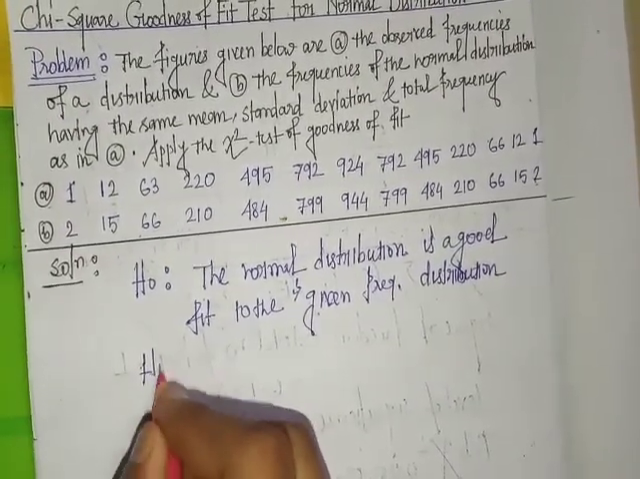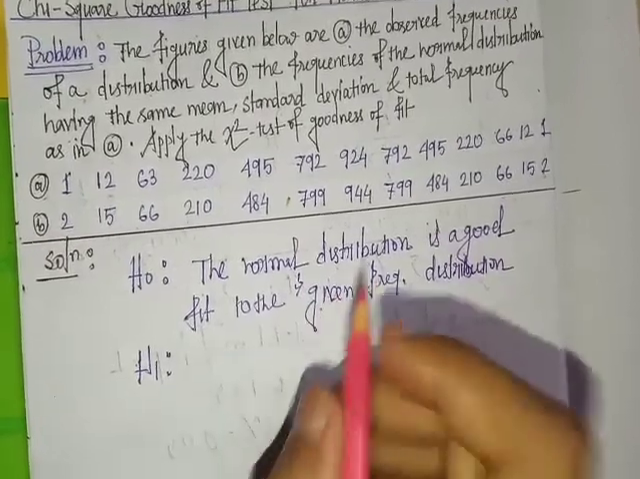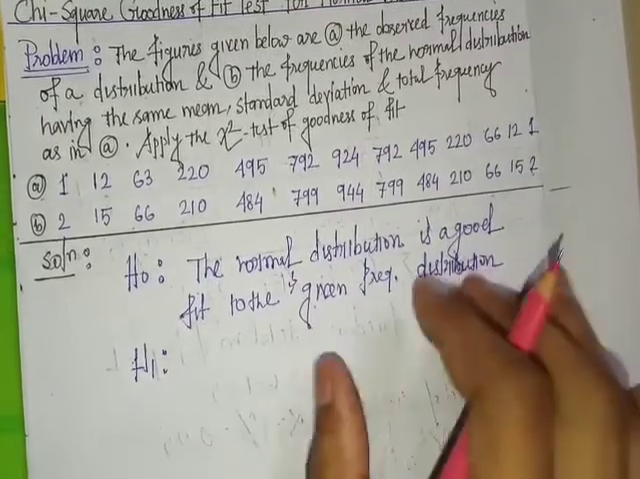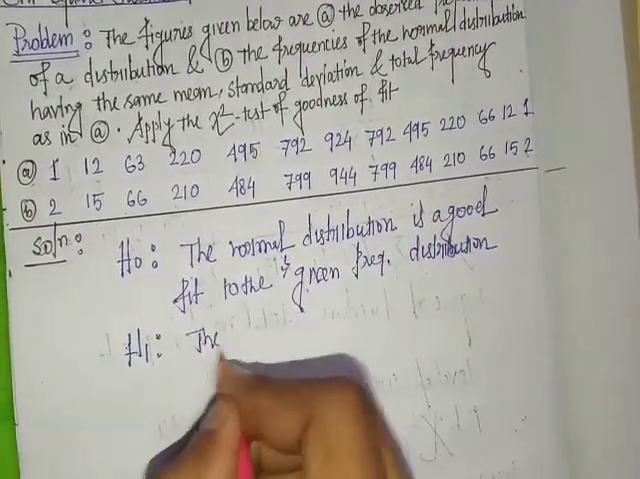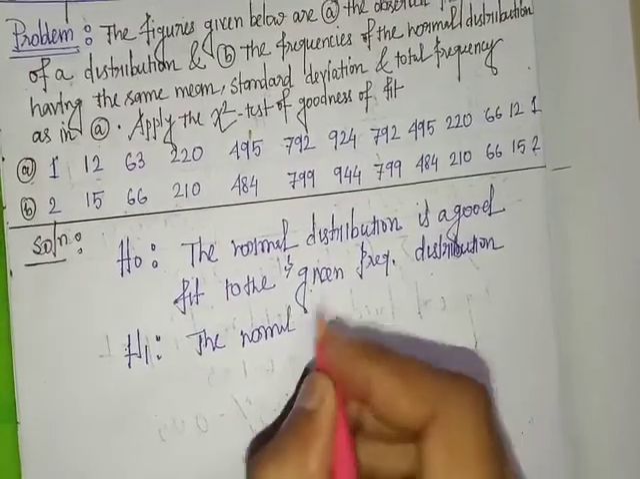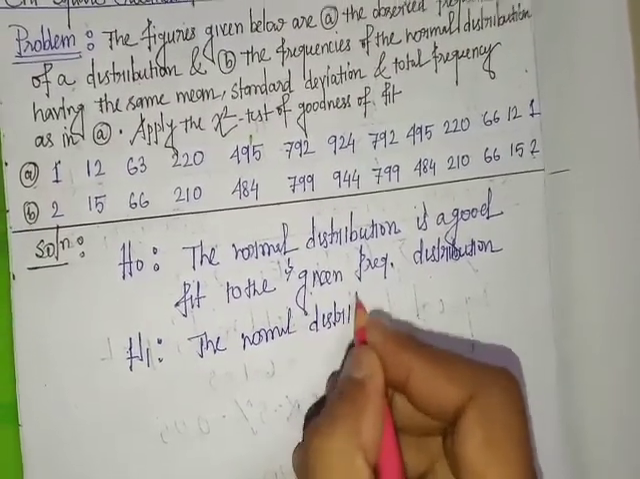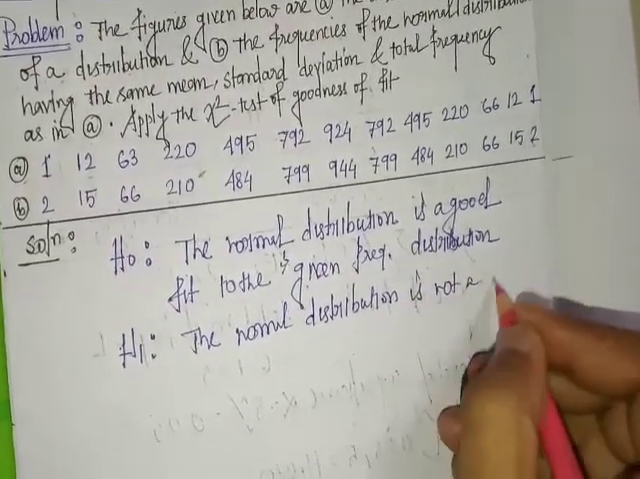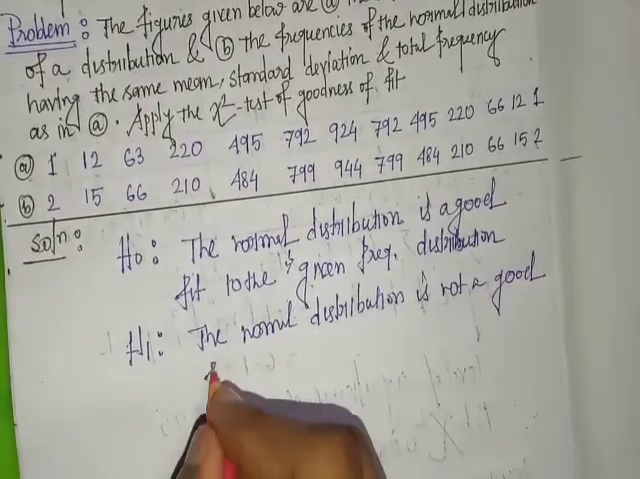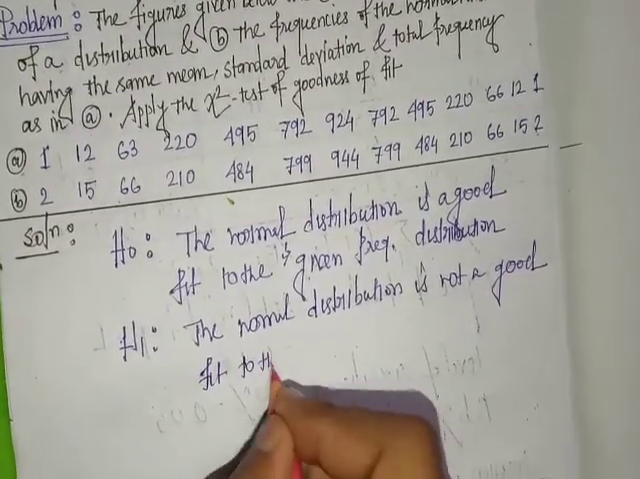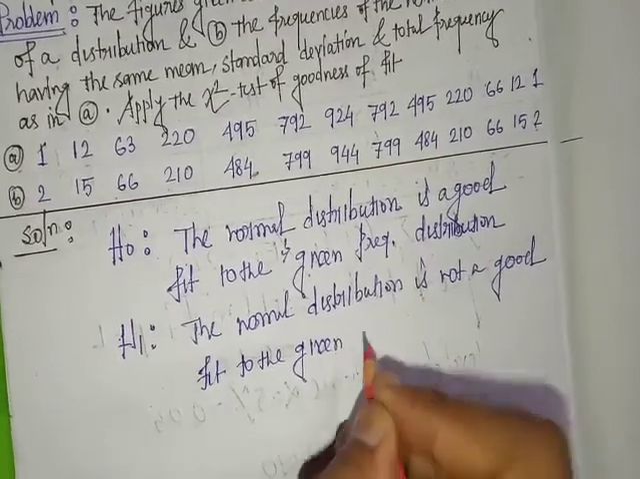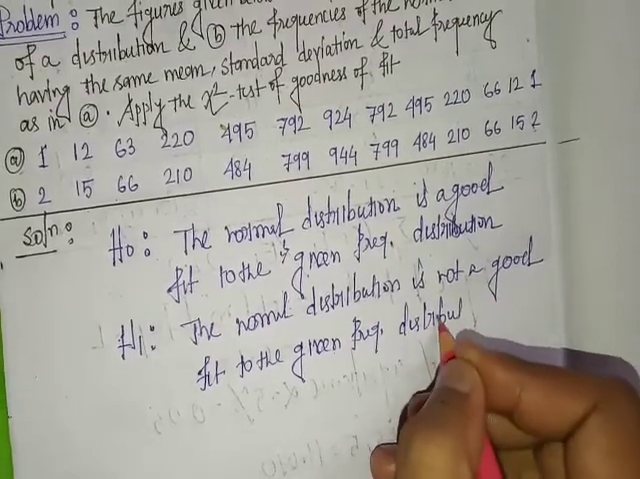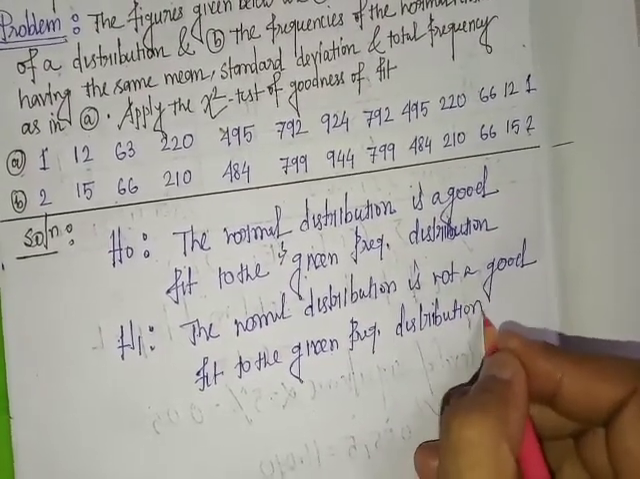Next, the alternative hypothesis is the complement of the statement, that is, the normal distribution is not a good fit to the given frequency distribution.